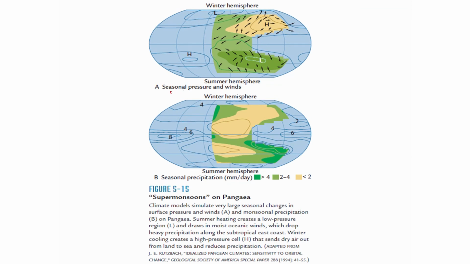So these are the seasonal pressure and winds, and the interesting thing here is that there was something called a super monsoon during the Pangea in the summer hemisphere. So these are very heavy rains, greater than 4 millimeters per day. If you take the monsoon season and take average rainfall of 4 millimeters per day, you can see how much rain you will get in one season.